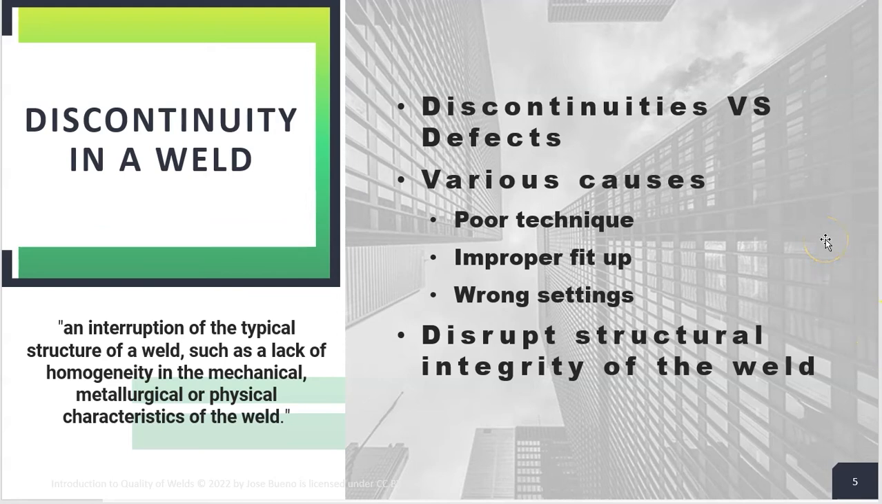Now let's start talking about discontinuities. So when we start talking about the different kind of things that can reduce the quality of a weld, what we're mainly talking about are discontinuities. And you'll hear a lot of different terms here. You'll hear discontinuity, you'll hear some people say defects, you'll hear some people say flaws. These terms are somewhat synonymous. I do want to point out that there is a difference between a discontinuity and a defect. So while a discontinuity can be a defect, not every defect is a discontinuity.